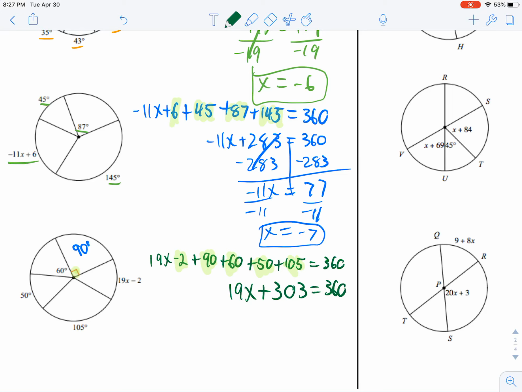Alright, so now my first step to get x all by itself, I have to subtract 303, not just on one side but on both sides. It cancels out, so 19x equals, alright, what's 360 minus 303? You should get 57. Next step, let's divide both sides by 19. And we get x equals 3. Okay, there you go. So that was the one idea of this, using the whole circle.